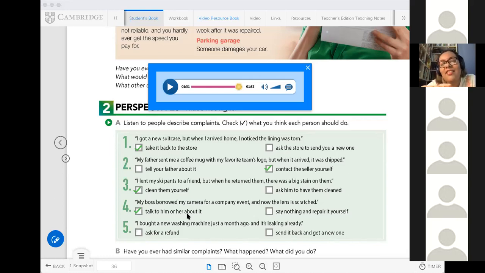Yeah, but here the interesting part is why. Why would you do one or the other? Okay, so that's what we're gonna discuss in Teams later.